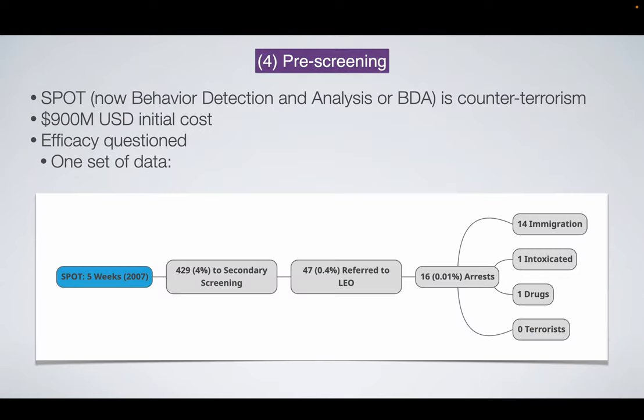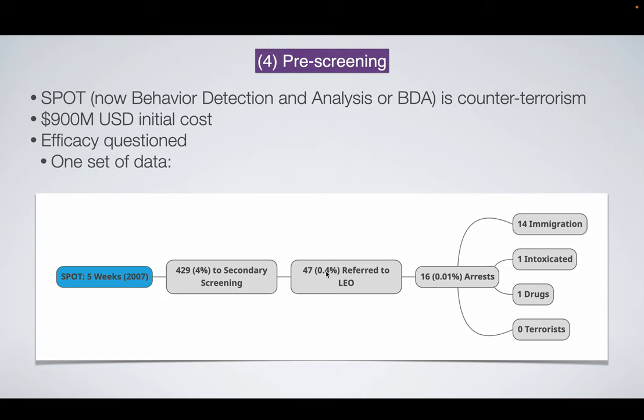And then we can look at the actual data. By the way, it cost $900 million to train all these TSA agents and come up with the program. So there's one set of data. They ran it for 5 weeks. 4% of people got enough points to get referred to secondary screening.